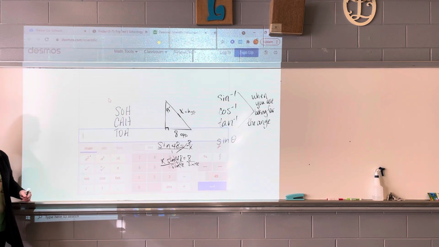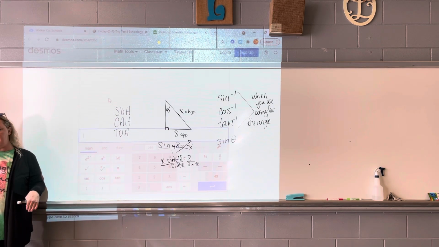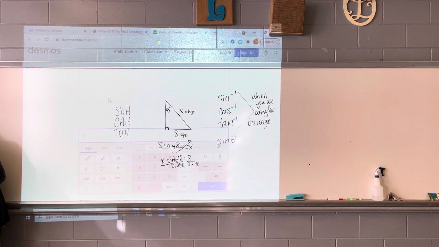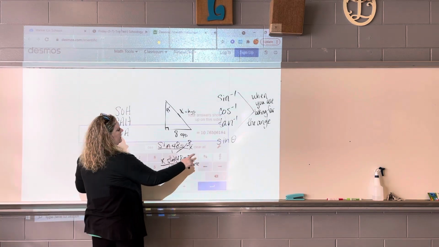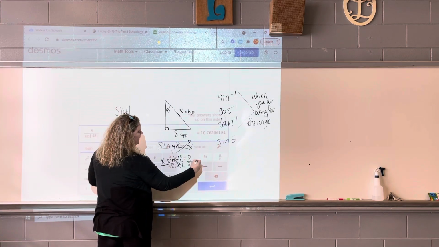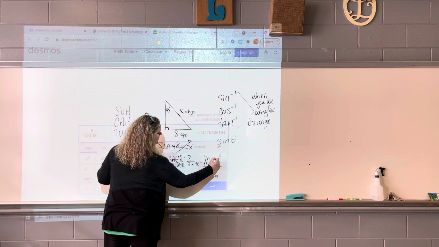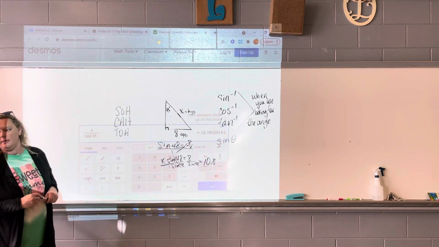Alright, so I'm going to enter 8 divided by sine of 48. So I would do 8 divided by sine 48. And it's 10.76. So the 6 would make the 7 go up to an 8. So I would pick 10.8 for that one. Everybody understand what to do?